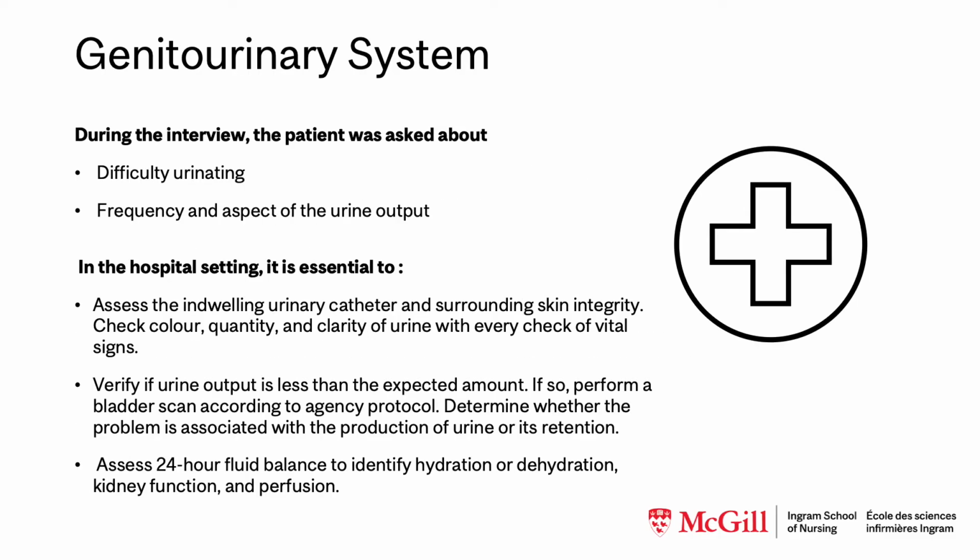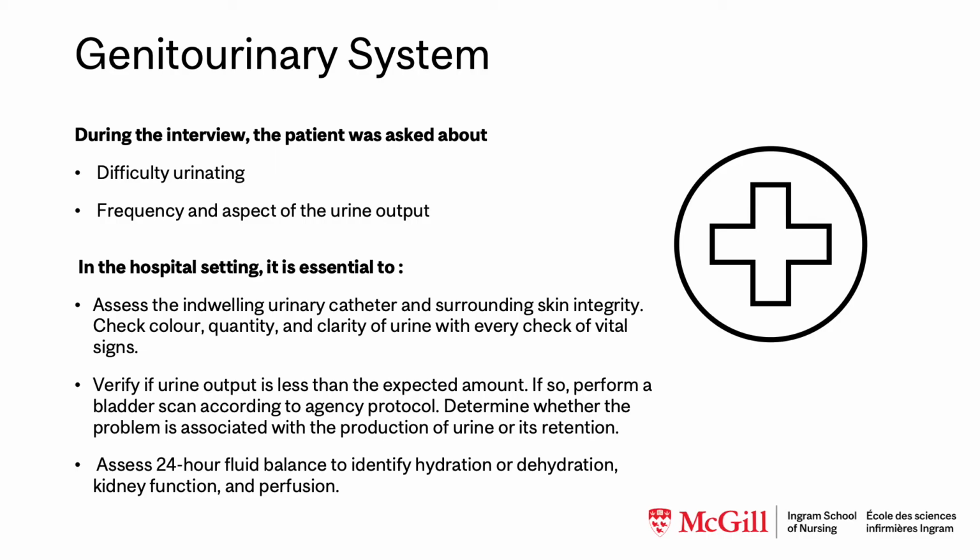Genitourinary system. During the interview, the patient was asked about difficulty urinating and frequency and aspect of the urine output. In the hospital setting, it is essential to assess the indwelling urinary catheter and surrounding skin integrity, check color, quantity, and clarity of urine with every check of vital signs.